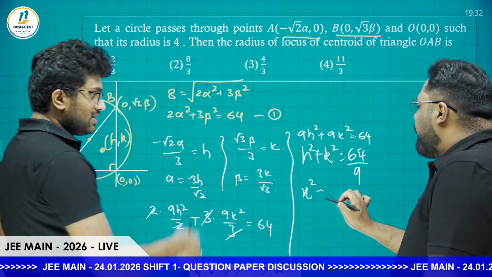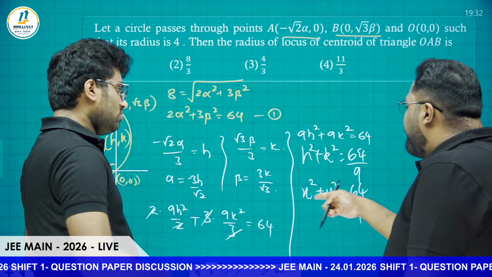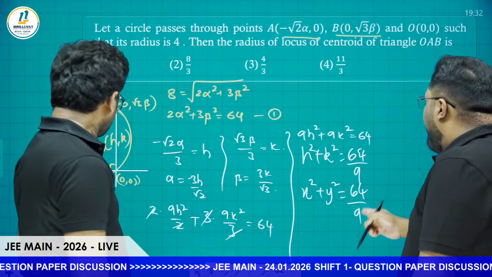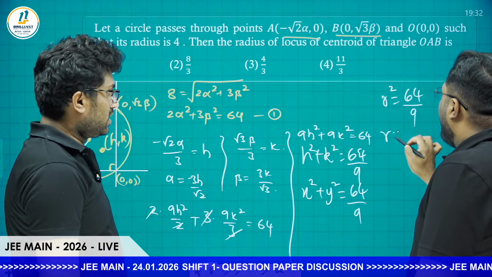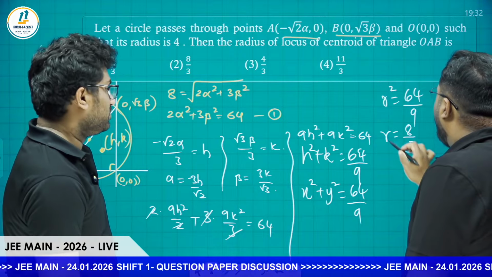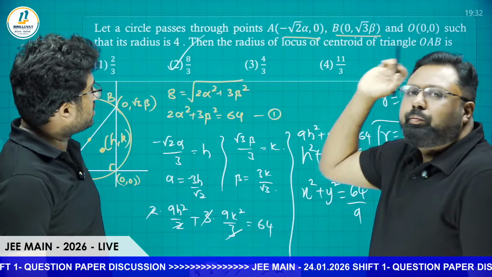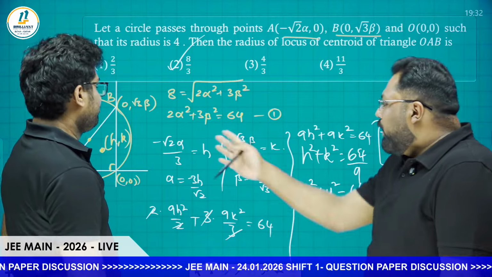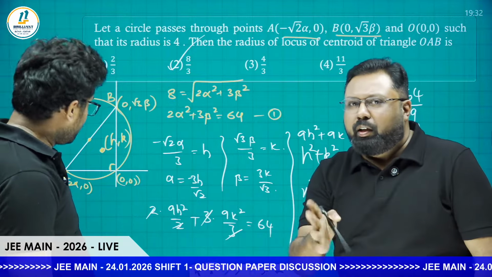Locus means you replace x comma y with h comma k. Now this looks exactly like a circle with center 0, 0, the origin, and r squared is equal to 64 by 9. Exactly, r is equal to 8 by 3. They wanted the radius of this circle only, the radius of this locus. So easy, just normal geometry. Simple geometry, nothing difficult.